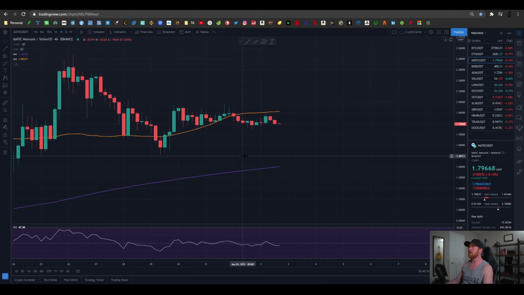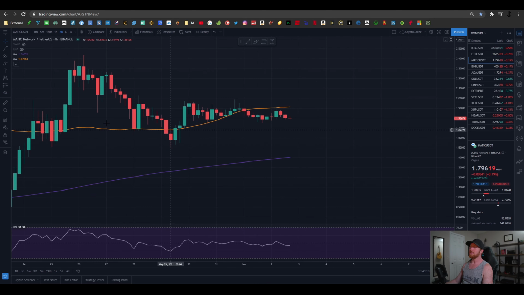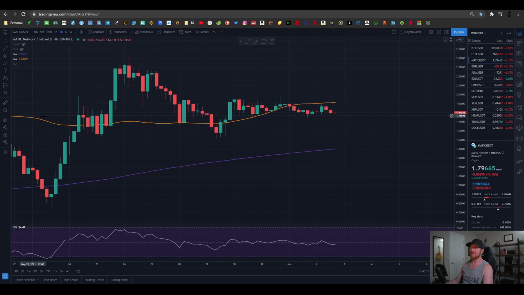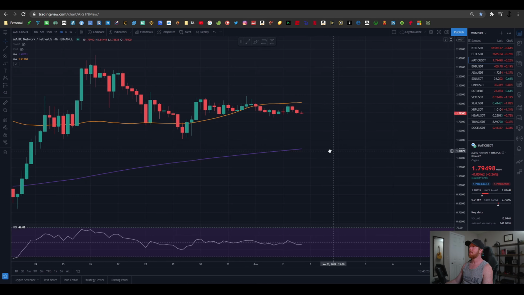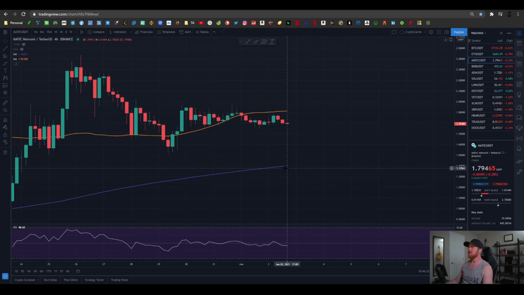Let's move on to the 4-hour. The 4-hour chart pretty much tells us the 50-day moving average has been working as a pretty consistent support and recently became a resistance level. Okay. Good news is the price is still above the 200-day moving average, and that is trending upwards.